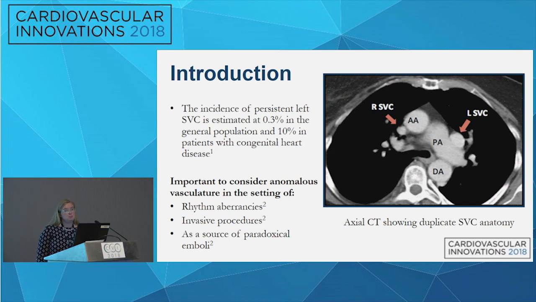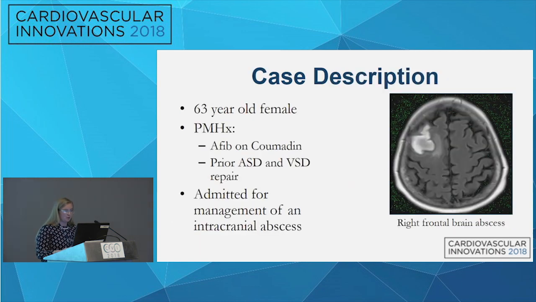So regarding duplicate SVC, even though it's very rare, it's actually the most common venous anatomy. It occurs in roughly 0.3% of the general population and an estimated 10 to 12% in patients with congenital heart disease. That's roughly every 2 to 300 patients. So I'm going to highlight some of the important considerations going forward.